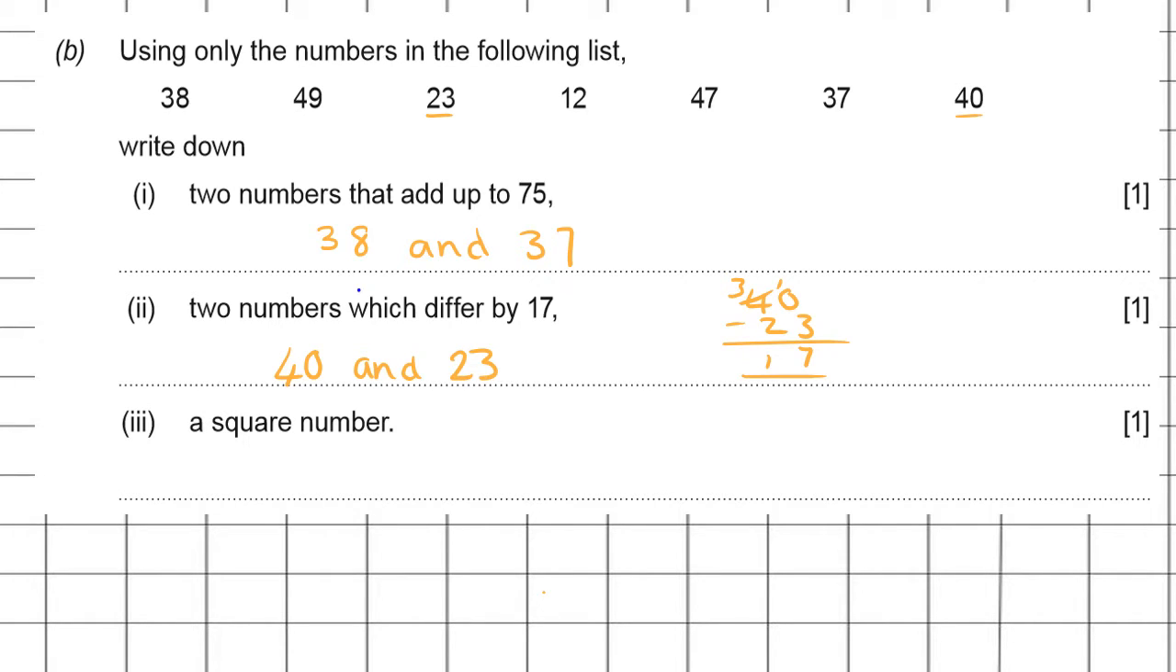A square number. So what is a square number? It's the same number times itself. So that could be 1 times 1, 2 times 2, etc. So 38, nope. 49, because 7 sevens equal 49. So therefore the square number is 49.